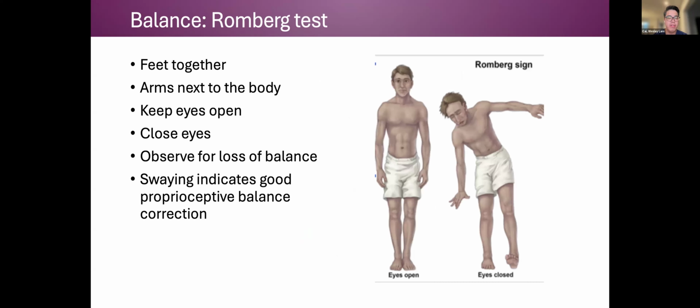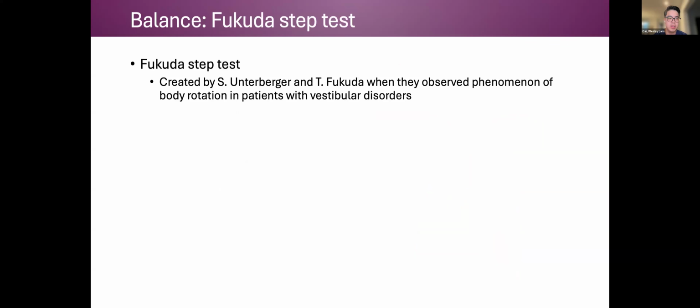So just again, a very simple review, how to do it. You ask patients to put their feet together, arms next to the body. They keep their eyes open. You see how they balance, and then you have them close their eyes, and you look for loss of balance. If they're swaying, that means their proprioception is still intact, and they're able to compensate for the movements in their body.